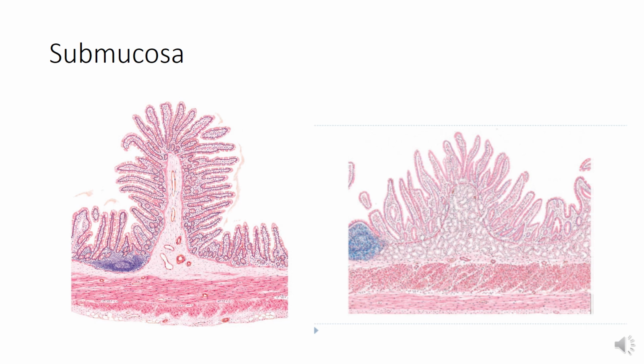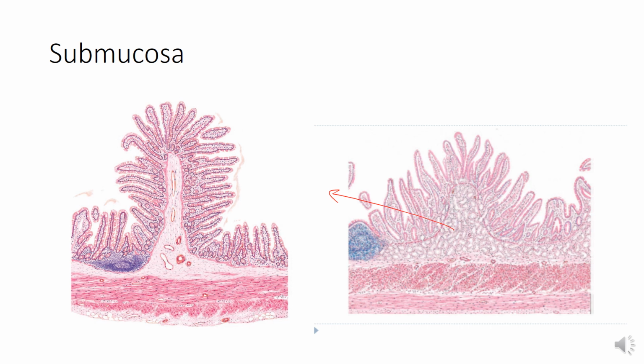So the submucosa of the small intestine consists of dense connective tissue and contains blood vessels, lymphatics, and the submucosal Meissner's plexus of nerves. Now in the proximal part of the duodenum, the submucosa also contains a large number of glands. These are known as Brunner's glands. The Brunner's glands or the duodenal glands are branched tubular mucus-secreting glands, and their ducts penetrate the muscularis mucosae and open into the intestinal crypts.